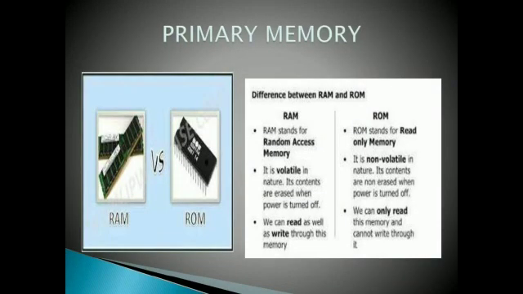Primary memory holds the data and instructions on which a computer is currently working. Primary memory is small and cannot hold a large amount of data. The data in it is lost when the computer is switched off. Primary memory consists of ROM and RAM.